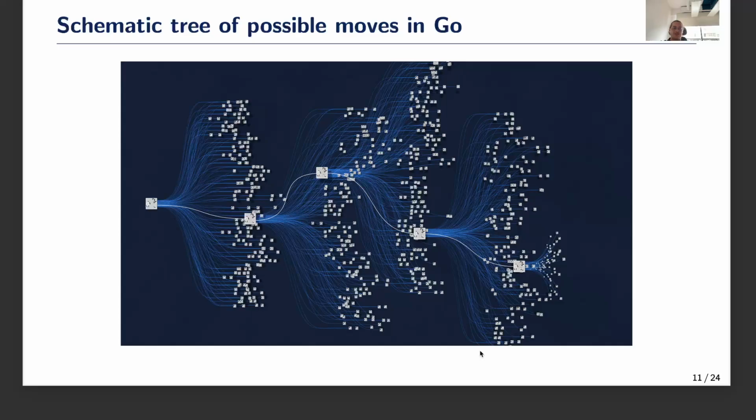This is why traditional brute force search fails. You can't explore the full tree, it's too big. You can't store it all, it won't fit in memory. And you can't evaluate every leaf because the reward comes only at the end of the game.